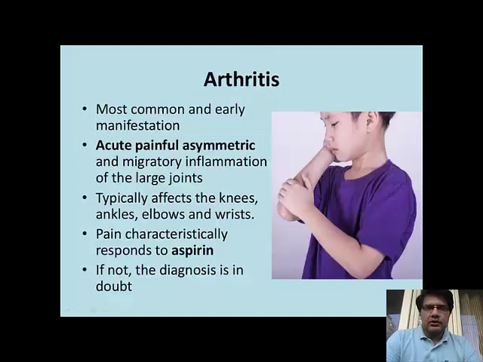Arthritis, it is the most common early manifestation. So acute painful asymmetric and migratory inflammation of the large joints is very common. It is involved in large joints, not in small joints. Knees, ankles, elbows, and wrists will be involved. The pain classically responds to aspirin, very high doses of aspirin. And it is important, if the pain doesn't respond to aspirin, the diagnosis is in doubt. Nowadays, they are using naproxen as well.